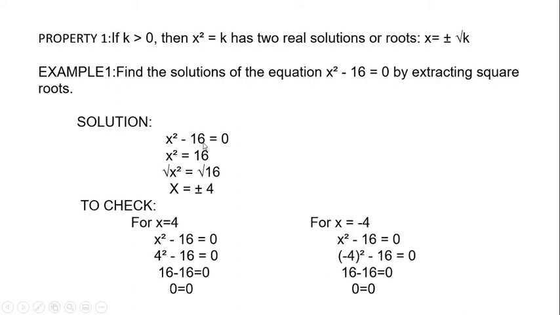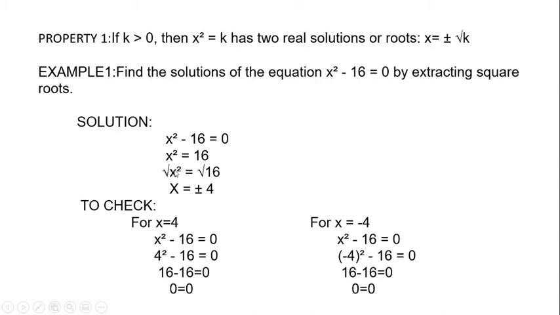x squared minus 16 equals 0. The constant moves to the right side, and since it changes sides, it becomes positive. From negative 16 to positive 16. Next, x squared equals 16. There is a square on x, so we remove it because we are looking for the value of x, not x squared. To remove it, we take the square root. We take the square root of the left side and of the right side. Meaning, square root both sides.